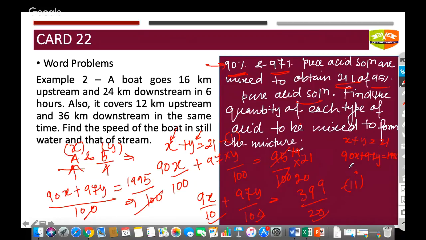Multiply the first equation with 90, this gives you 90x plus 90y, and 90 into 21 is 1890. So what do I get here is 1890. So I get 7y is equal to 105. So y comes out to be 15. If y is 15, x comes out to be 6. So this is how you need to find the values.